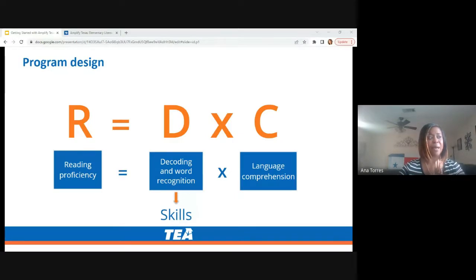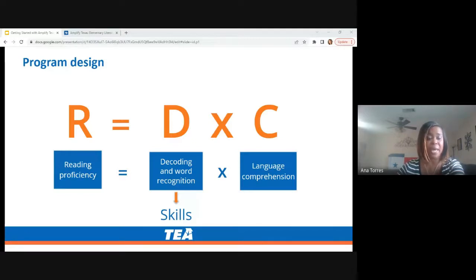So let's think about Amplify Texas Lectoescritura en Español. We want to make sure that we understand that everything is built on the simple view of reading, built on the science of teaching reading. Leaders in education recognize that there is significant impact that reading experience can have when it is based on combining systematic and explicit skills with a deep wealth of knowledge.